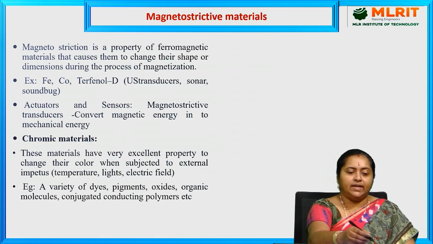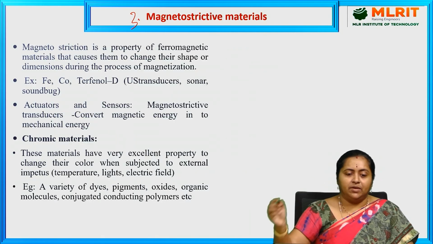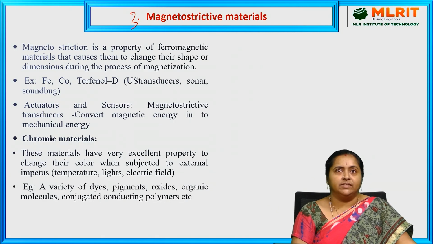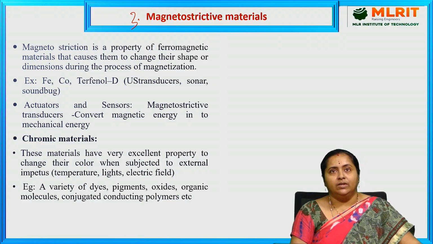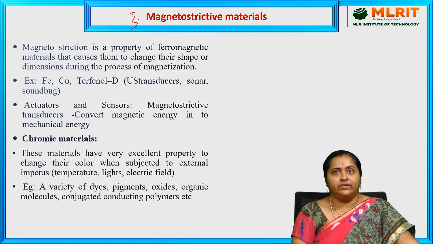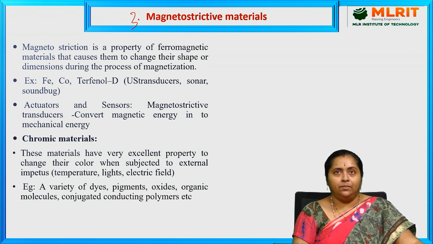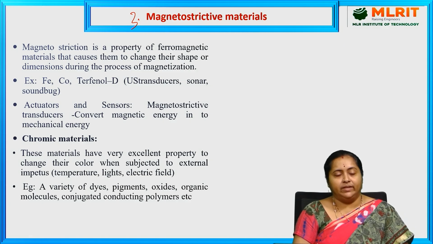Then another category of smart materials is magnetostrictive materials. This is the third category. In today's session we are going to learn about different categories of smart materials, as I explained earlier. Two we have completed. One is piezoelectric materials. Another category is shape memory smart materials, and in that we have two different types, shape memory alloys and shape memory polymers. Then coming to the third category, that is magnetostrictive materials.